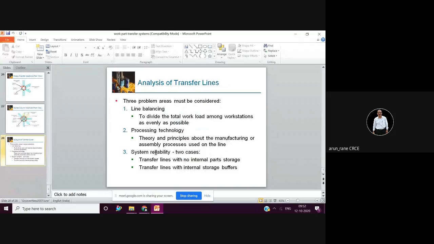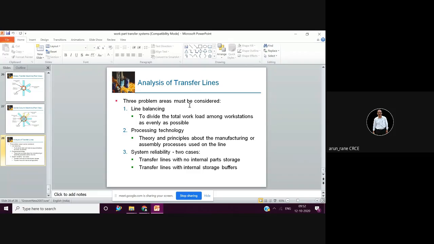Then, how to analyze transfer lines? You have line balancing. That is, you have to divide the line into a number of workstations. Actually, the number of workstations has to be more, so that your cycle time can be reduced. But then, depending upon the layout and the space, you can take this decision. Line balancing is very important.